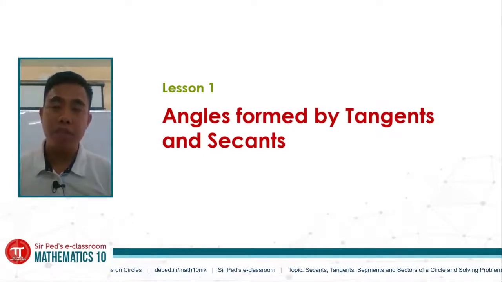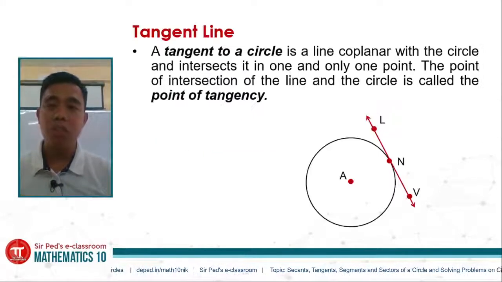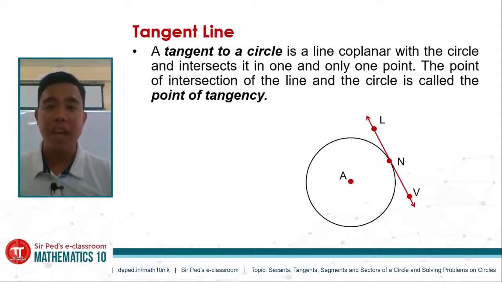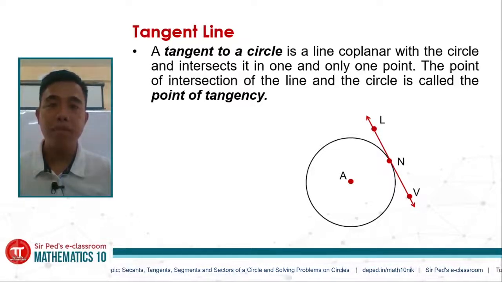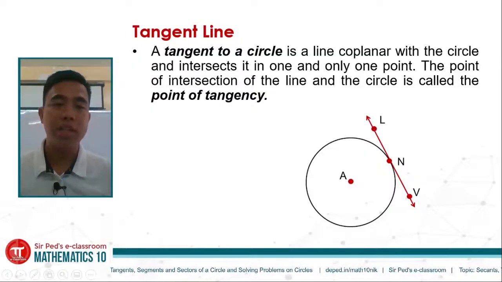But before we go on further, let's talk about the definition of a tangent line. So what is a tangent line? A tangent to a circle is a line coplanar with the circle and intersects it in one and only one point. The point of intersection of the line and the circle is called the point of tangency.